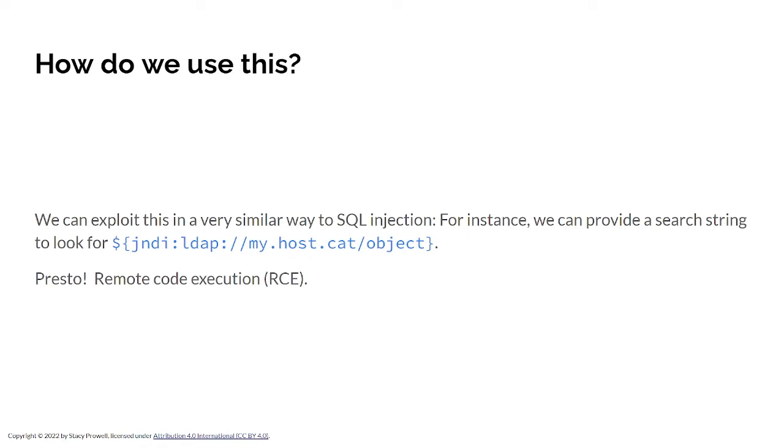Well, we exploit this in a very similar way to SQL injection. For instance, I give you a search string, and the thing I'm looking for just happens to be this string right here with the curly brackets and the $ sign, and when it gets substituted in and it gets logged as the query, assuming we log our queries, Log4j is going to see this and it's going to interpret it. And that's where the mischief happens.